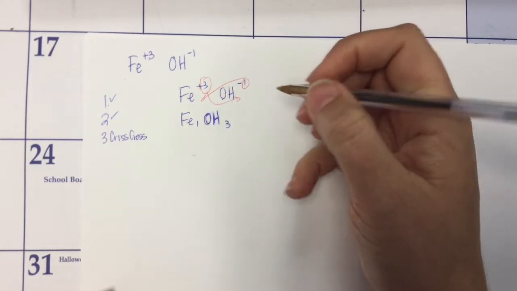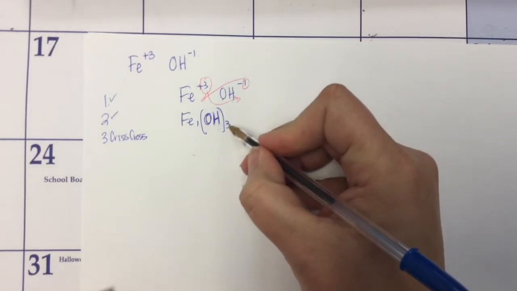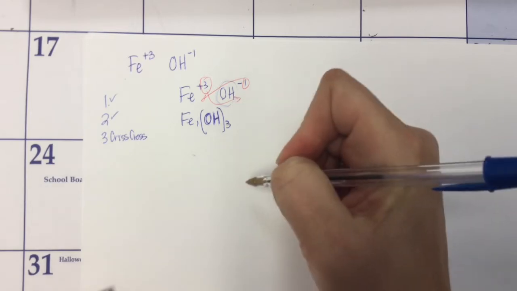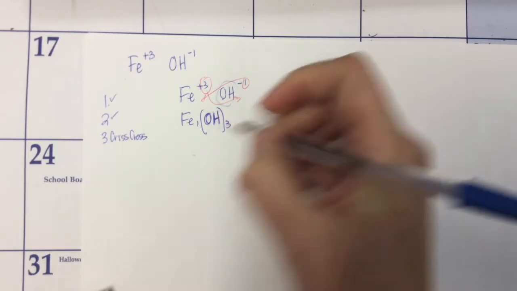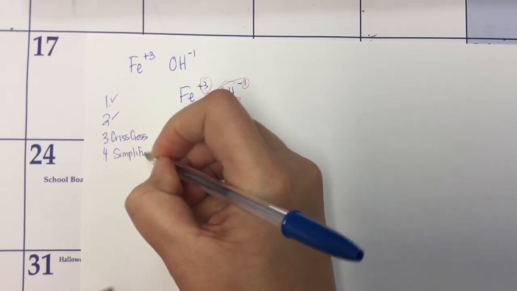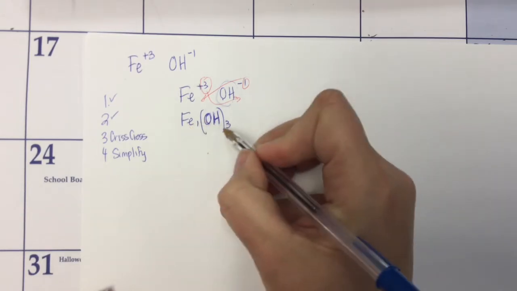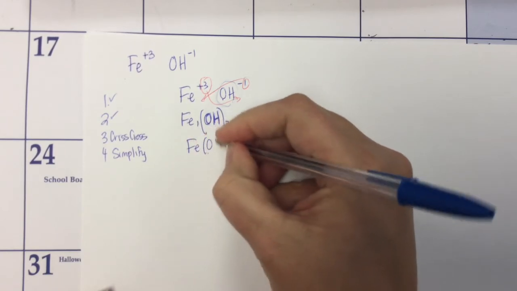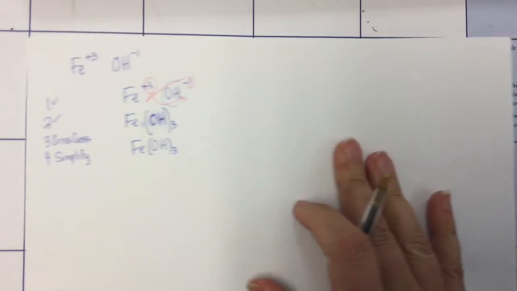And how you distribute that is by putting it in parentheses. Because I want the 3 on the whole thing. I want the 3 to the O and I want the 3 to the H. So the only way to do that is to add parentheses to this formula. Okay, and then we have to simplify. So to do that, I'm going to eliminate my 1, and my 3 and my 1 can't be reduced and still remain whole numbers. So I would have Fe(OH)3, and that's my final answer.